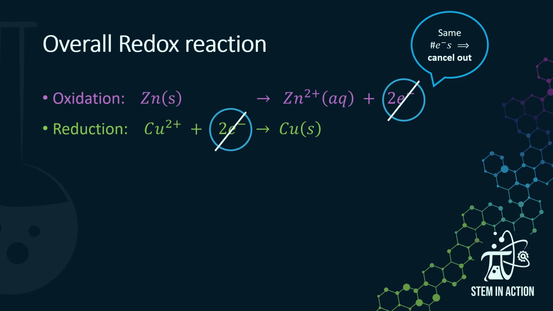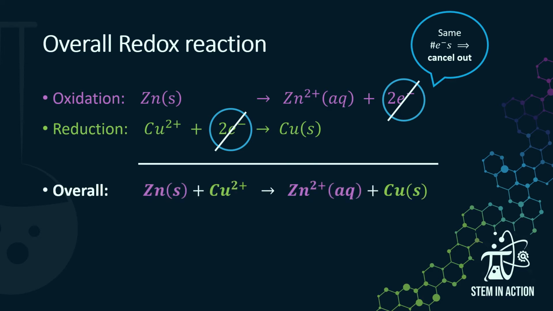We've aligned oxidation half, reduction half, cancelled out our equal electrons on the right and on the left, and our overall redox reaction is zinc metal plus copper 2 plus ions reacts to form zinc 2 plus ions and copper solid. So grade 12s, you must be able to give the overall redox reaction for a galvanic cell.